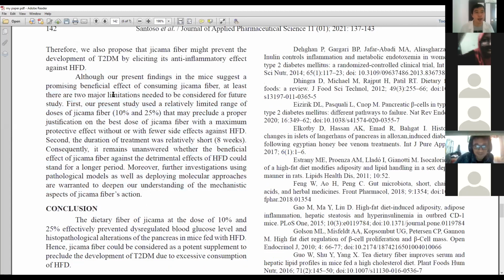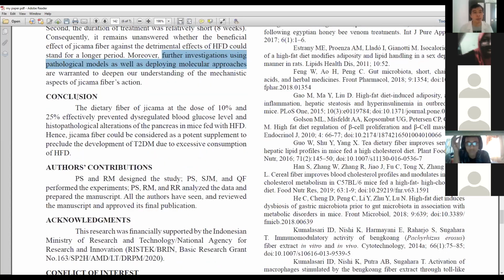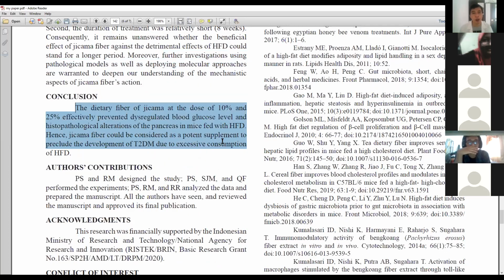Like here, although our present findings might suggest a promising beneficial effect, at least there are two major limitations. So you should also incorporate the limitations of your data and your findings, and then how the next study should be constructed. You will suggest further investigations to improve the findings and to extend to the unknowns from your study. And here comes the very short sentence of the conclusions.